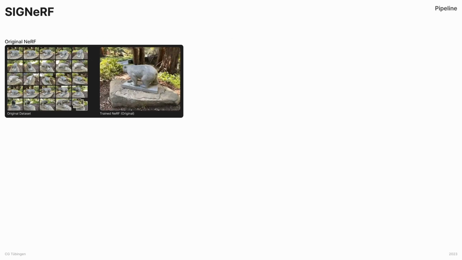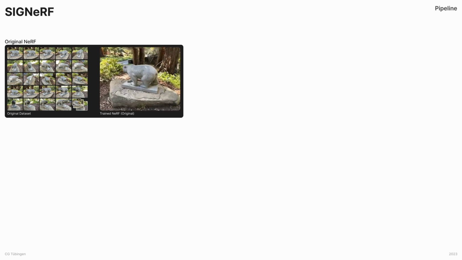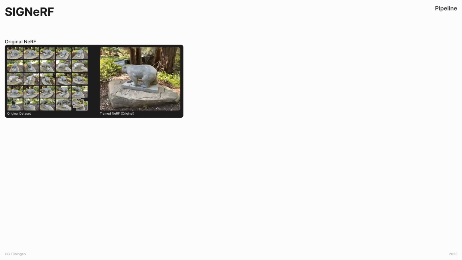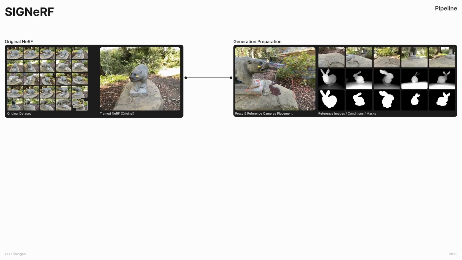Now we disclose how we use those techniques for scene-integrated generation. Here is our pipeline. We start with an original trained NeRF. Then we place a proxy object in our scene or select the region we would like to edit. Further, we place reference cameras into the scene that capture the object from multiple angles. We use those reference cameras and render out the image, the condition, and the mask.